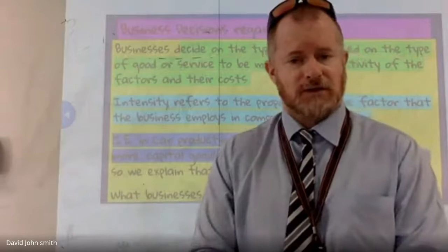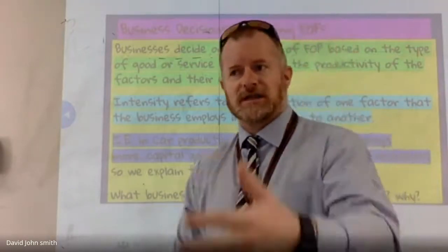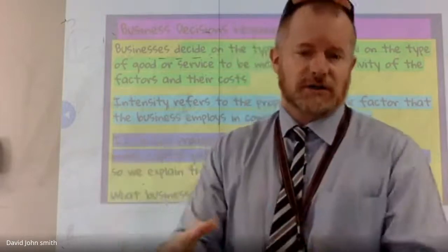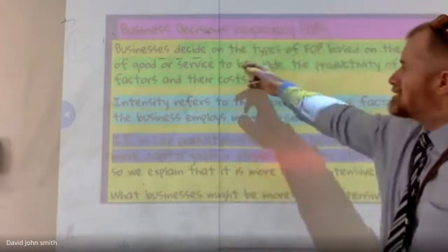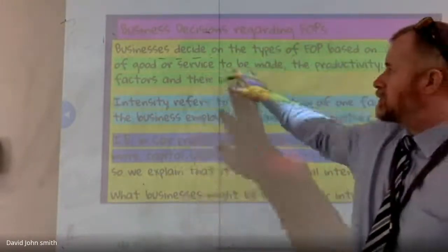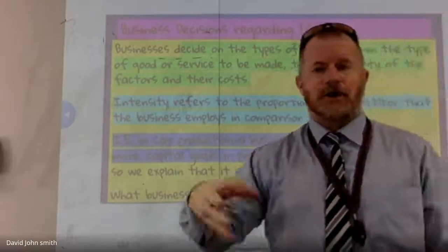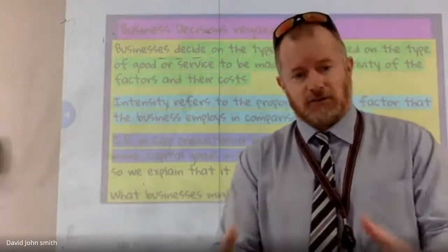You know, earn them some profits potentially, which is what we say is the earnings, the reward for being an entrepreneur. So businesses are going to decide on the types of factors of production based on the type of good or service needing to be made. So if it's a type of good or service that needs a lot of land-based resources, then they might use that.